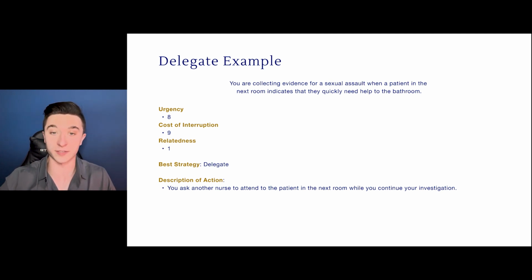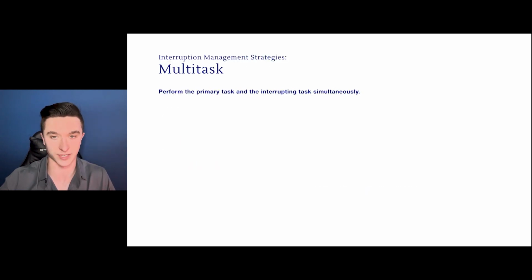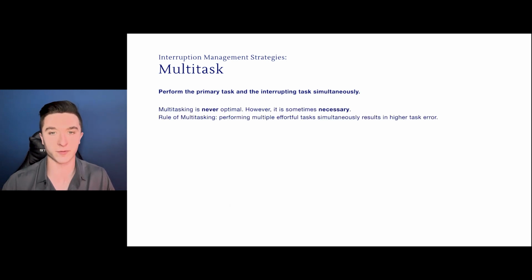And you may have already begun to guess at our final strategy from this. Our final strategy is multitasking. Multitasking is a strategy that should only be used as a last resort due to the rule of multitasking. And that is that performing multiple effortful tasks simultaneously is always going to result in a higher percentage of task errors. Very similar to the rule of interruptions. However, in many healthcare environments, especially in chaotic ones like the emergency department or the ICU, there are many times where multitasking is completely inevitable, and it's just straight up necessary.